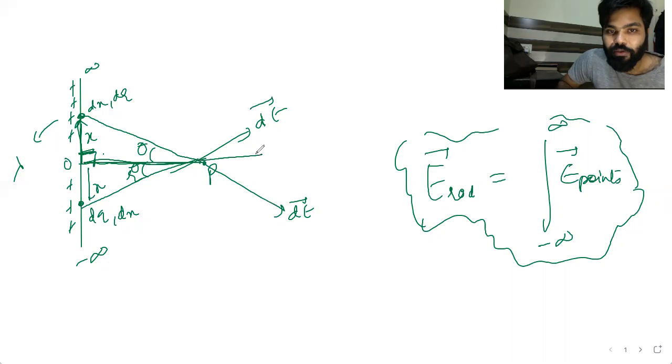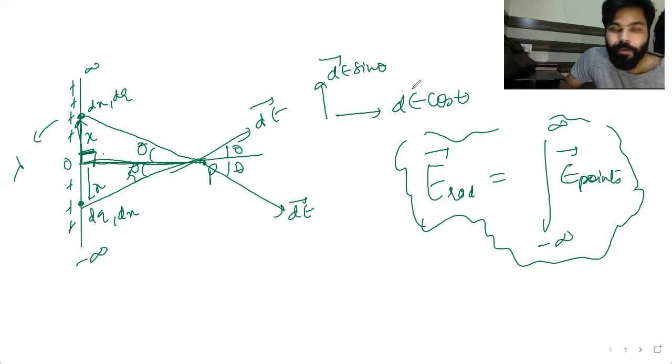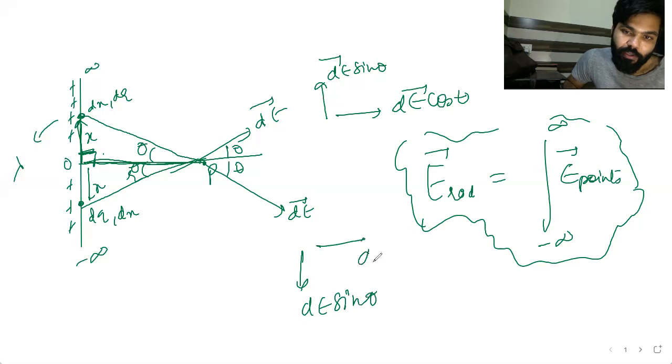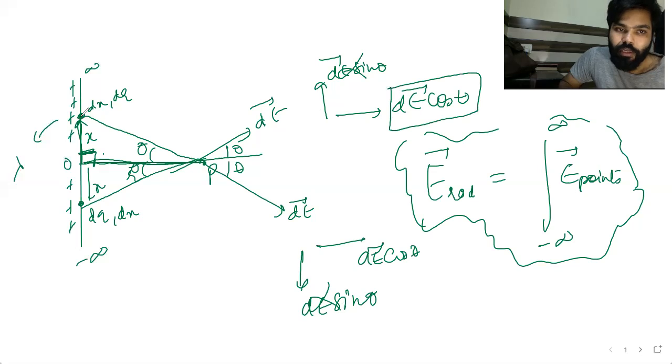If this is theta, then this angle and this angle are both going to be theta by simple geometry. And this dE has two components, one upward component and one rightward component. We say this vertical component is dE sin theta, and this horizontal component is dE cos theta. And this dE also has two components, one dE sin theta downward and one dE cos theta rightward. This dE sin theta will cancel out this dE sin theta and you will remain only with dE cos theta.